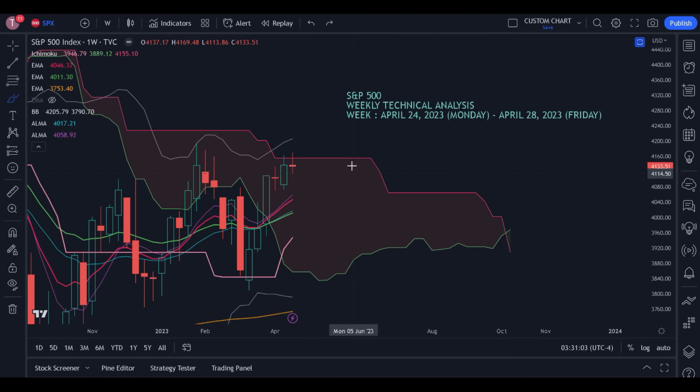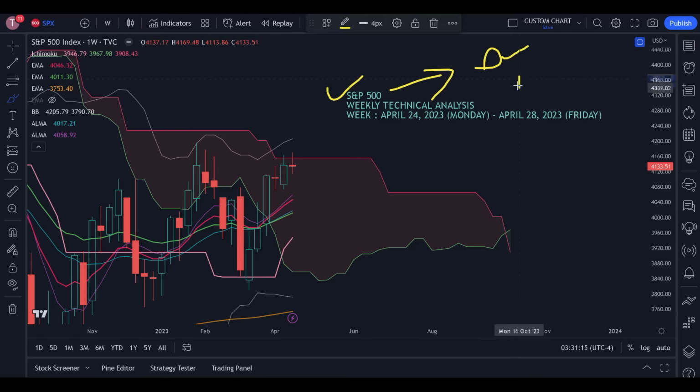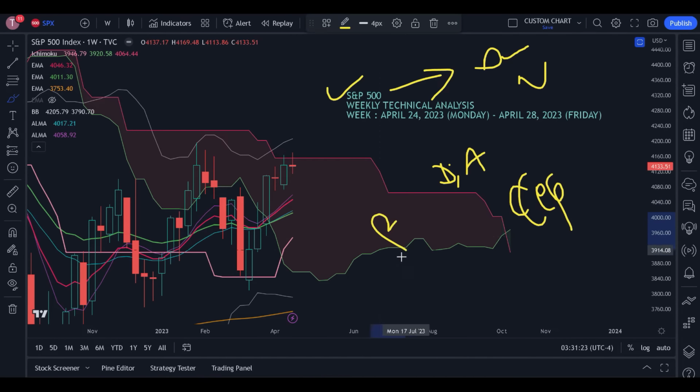So now we are here, and I will do the S&P 500 technical analysis on the weekly chart. Whatever I am going to discuss here in the S&P 500 is applicable to everything like Dow Jones, Nasdaq, and their ETFs: DIA is the ETF of Dow Jones, QQQ is the ETF of Nasdaq, and SPY is the ETF of S&P 500. Or you can simply say that whatever I am going to discuss here is going to impact the entire US stock market, right?